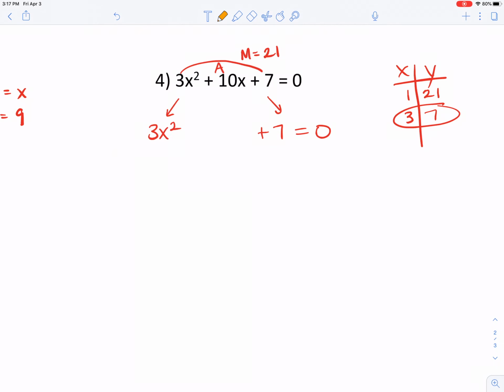When you split the middle, a bunch of you are forgetting that when you write that 3 and the 7, they both get an x. Because these two terms, when you're combining them, will add up to that middle term 10x. So if you just put 3 and 7, 3 plus 7 isn't 10x. You need the 3x plus 7x.